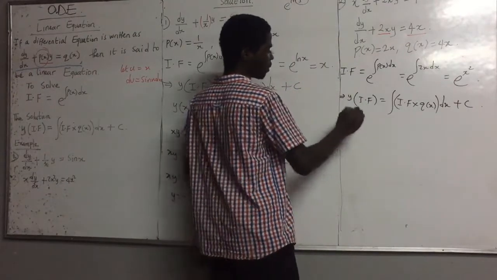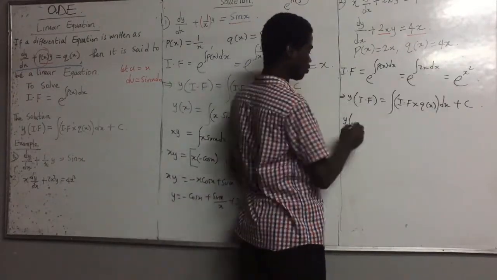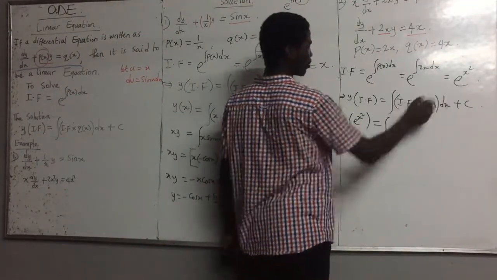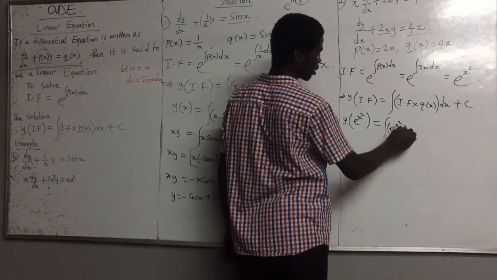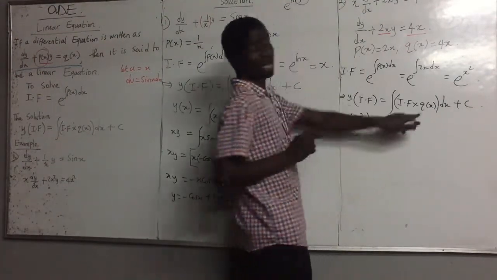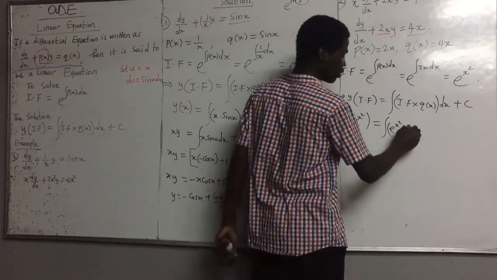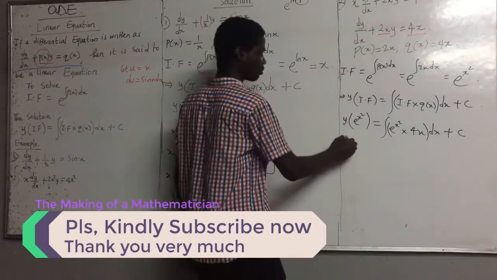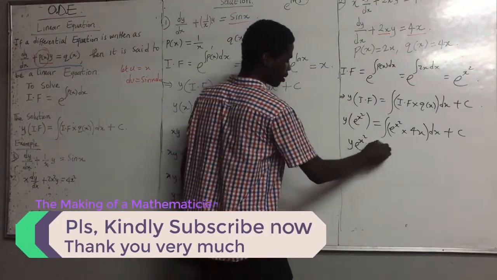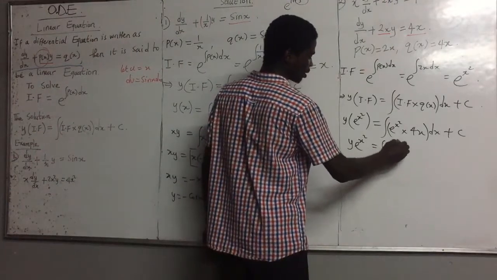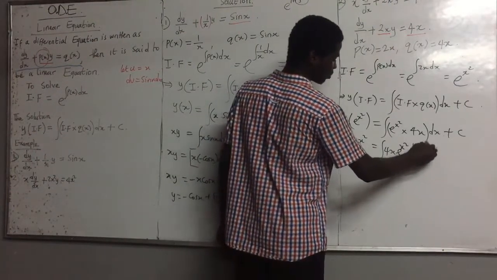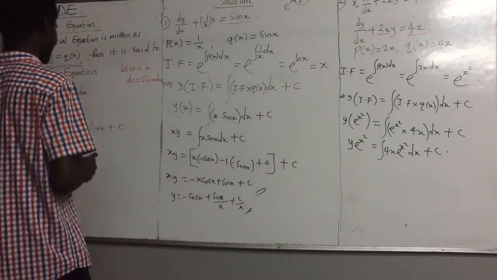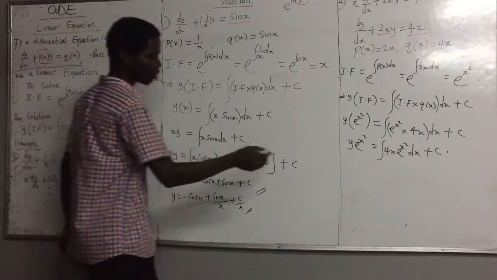So I have y multiplied by integrating factor, e raised to power x squared, is equal to integral of integrating factor, e raised to power x squared, multiplied by Q of x. Q of x is what? 4x dx plus c. So open the bracket. This is y e raised to power x squared equal integral of this one will be 4x e raised to power x squared dx plus c. So you will have to integrate this one. Let me just show you how you will integrate it. To integrate this one, what will be your answer?